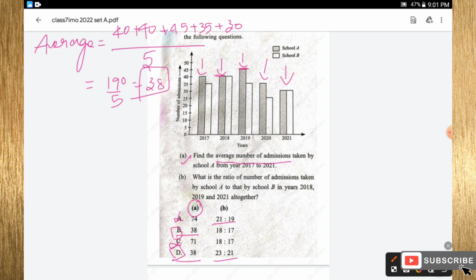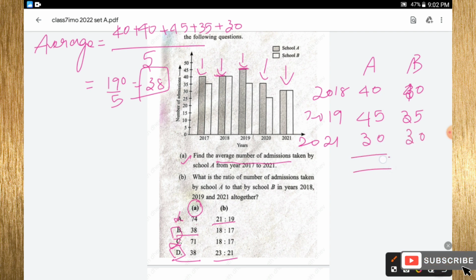In this we have to find the ratio of the number of admissions for 2018, 2019 and 2021, school A to school B. In 2018, school A is 40 and school B is also 40, both are the same. Then 2019, school A is 45 and school B is 35. Then 2021, both are 30.